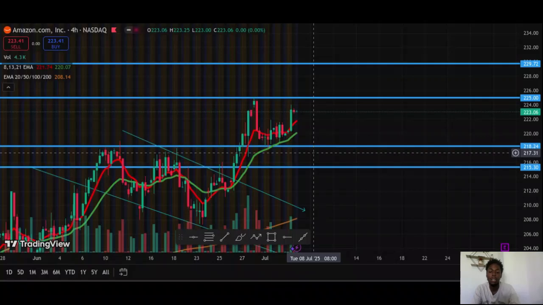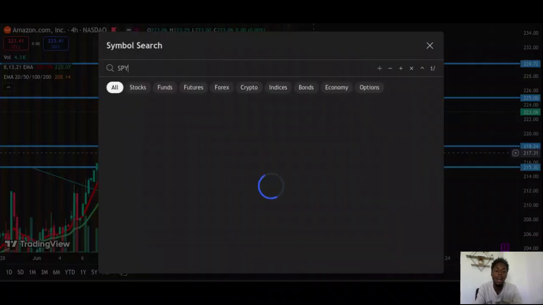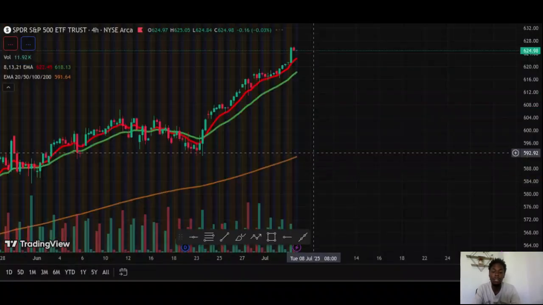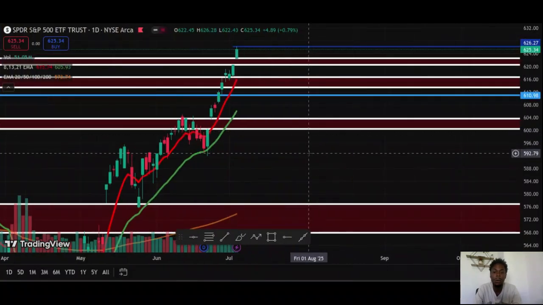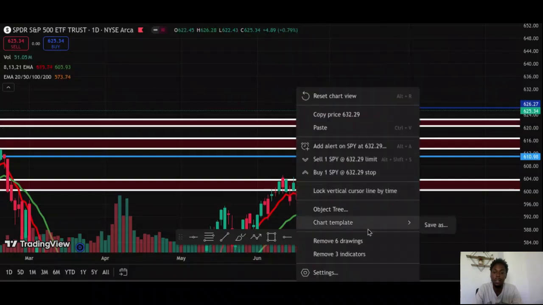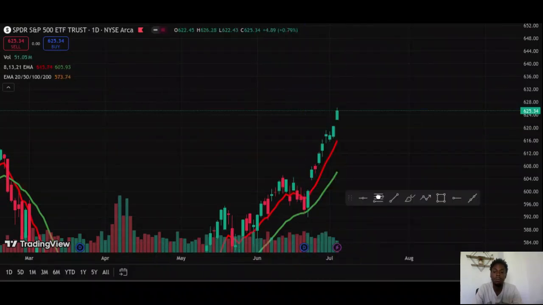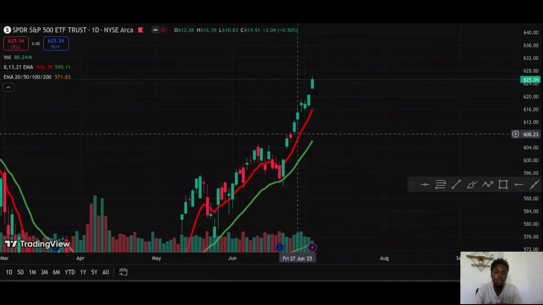So let me tell y'all why I think that we could be dropping, possibly, right? Now we go to the SPY daily chart, right? I want y'all to pay attention. This is very, very important, right? So we're going to start right here.